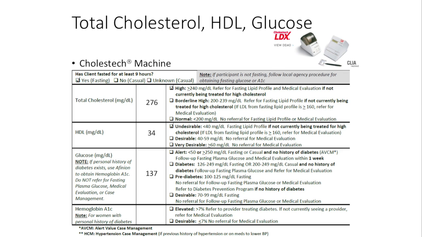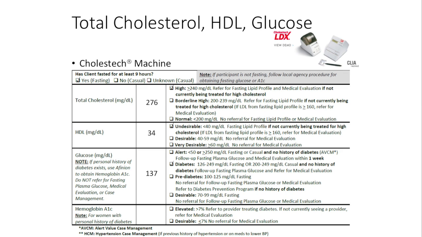And now we'll take a look at glucose. In this case, let's say it's 137. That would fall into the diabetes range. The key to this reading is that the cassette that we use is going to give you a glucose reading, but you can only use it if the participant is fasting and has no history of diabetes. If she's not fasting, or if she does have a history of diabetes, you're going to pretty much ignore this reading because we're not going to be doing anything with it.